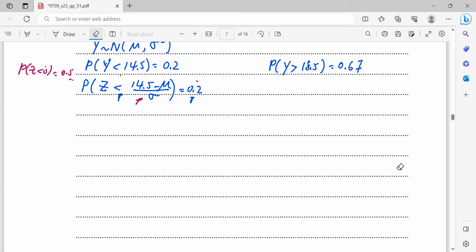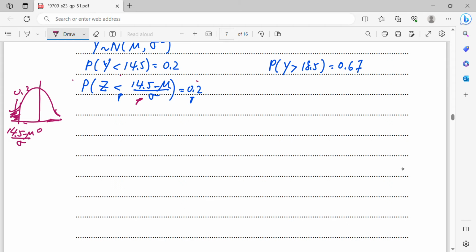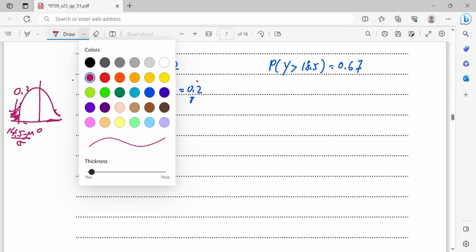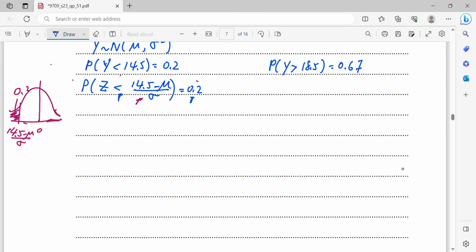So now I need to redraw my diagram. Basically, I'm getting the region on the left hand side. And I will label this as (14.5 minus mu) over sigma, and this is 0.2. Now, when you look at this graph, since the region is on the left hand side, you are not able to get the value from the normal table. What to do is we reflect. Once we reflect it, the region is still the same, 0.2, but your value of this blue line is the negative of the original line.